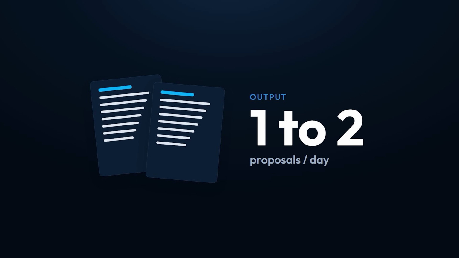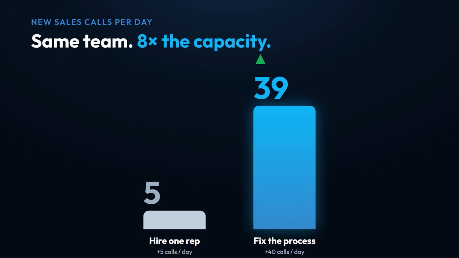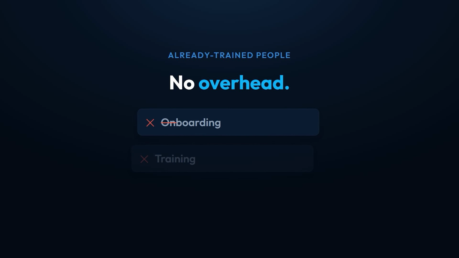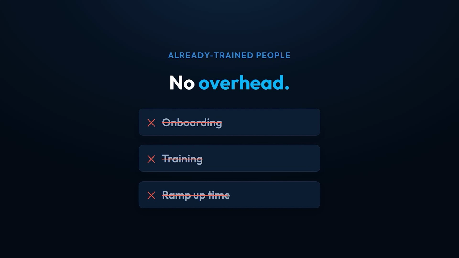So by implementing this process, I got back 4 sales calls a day per sales rep with 10 sales reps. That's a capacity of 40 new calls a day versus what I was going to get by hiring one new salesperson, which was only about 5. So I drastically increased my capacity with already trained people. So I didn't have to worry about onboarding, training, or ramping up. So I'm going to show you exactly how we did this.